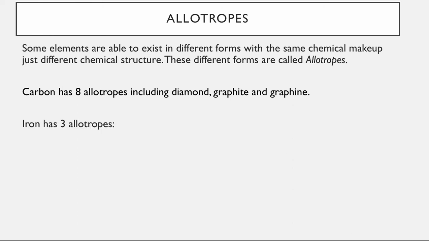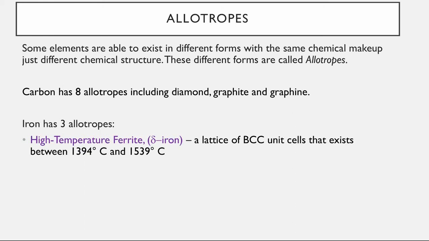Well, iron is the same. Iron actually has 3 of its own allotropes. One is high temperature ferrite, or delta iron, and it is a crystal lattice of body-centered cubic unit cells, but it only exists at very high temperatures.